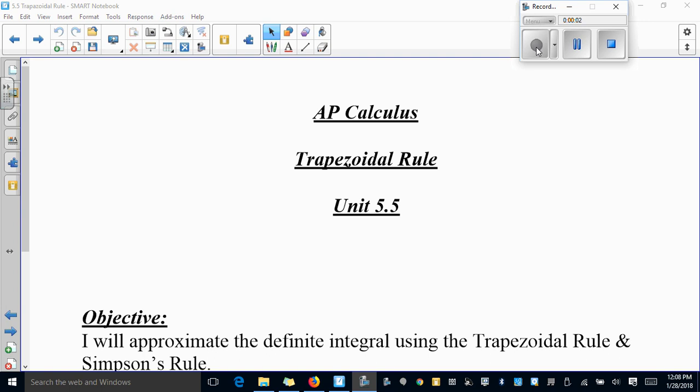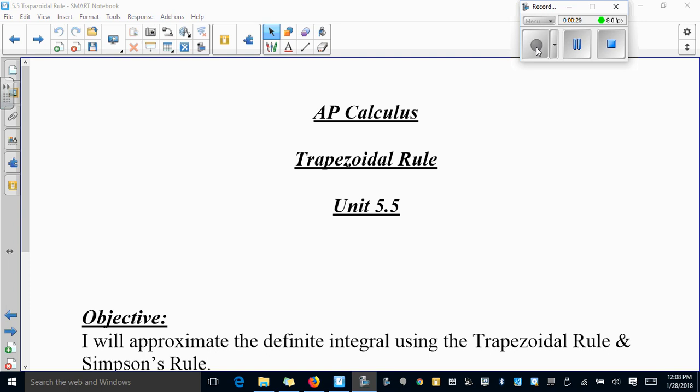Even though this is Unit 5.5, I am putting it right behind Section 5.1 because it's still Riemann sums. It's just a different rule, the trapezoidal rule. So in this section, we're going to approximate the definite integral using the trapezoid rule. I have here Simpson's rule. I only do that when we have time, and right now I don't feel we have time. Simpson's rule is a BC topic, not an AB topic, so we're going to put it off for now.